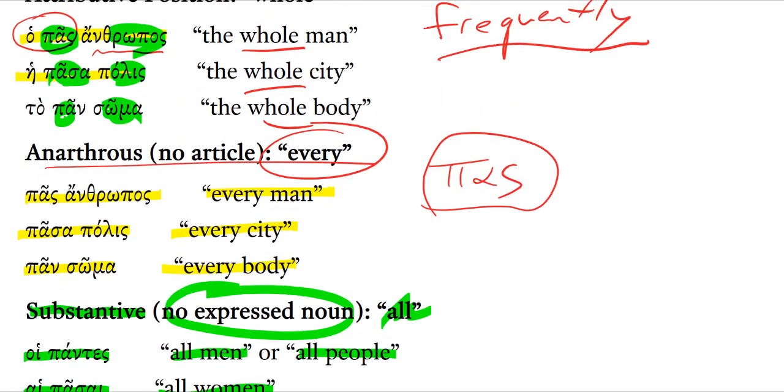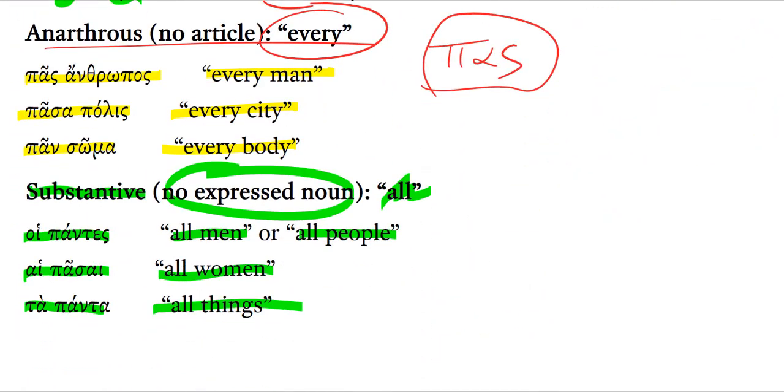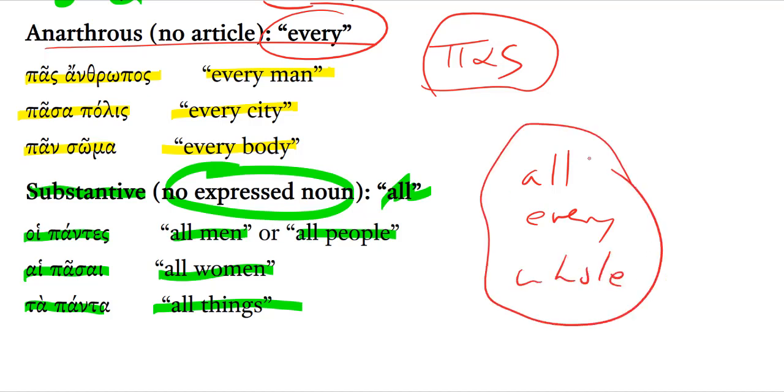Now, I'll be honest with you, I'm thinking this may be a little more detail than you need. It's in the textbook, but it's a little more detail than you need. You might at this point just need to know that pas, pasa, pan means all, every, or whole. And really, whichever one of those fits in the context, go with that.